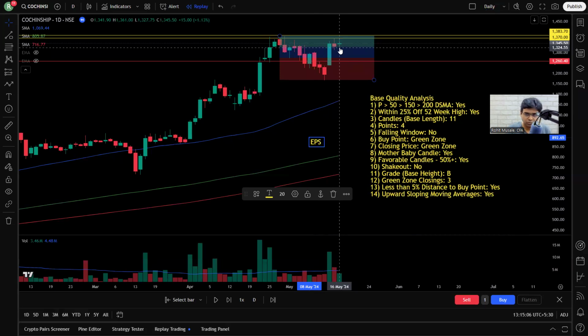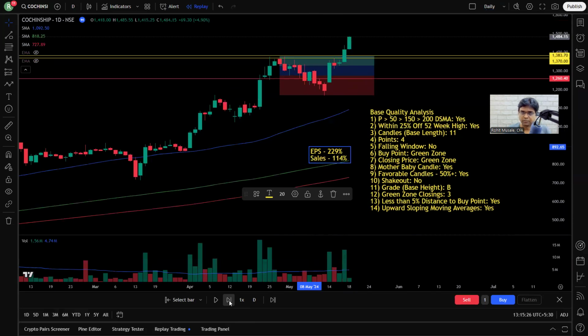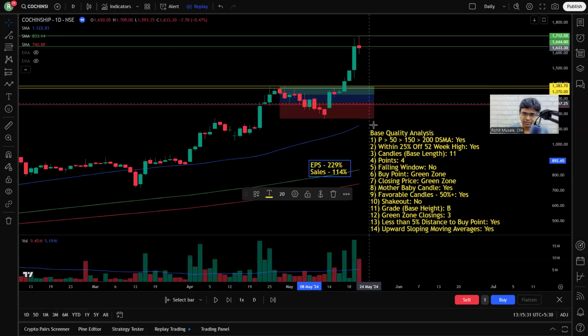So EPS growth at that time, before it broke out, 229%. Sales growth at that time, on that day, before it broke out, this is reported sales growth, okay? 114%. Triple digit EPS growth, triple digit sales growth. Look what happens to the stock. In 3-4 candles, it's done. It's inside the selling zone. Okay, 20-25% target achieved.